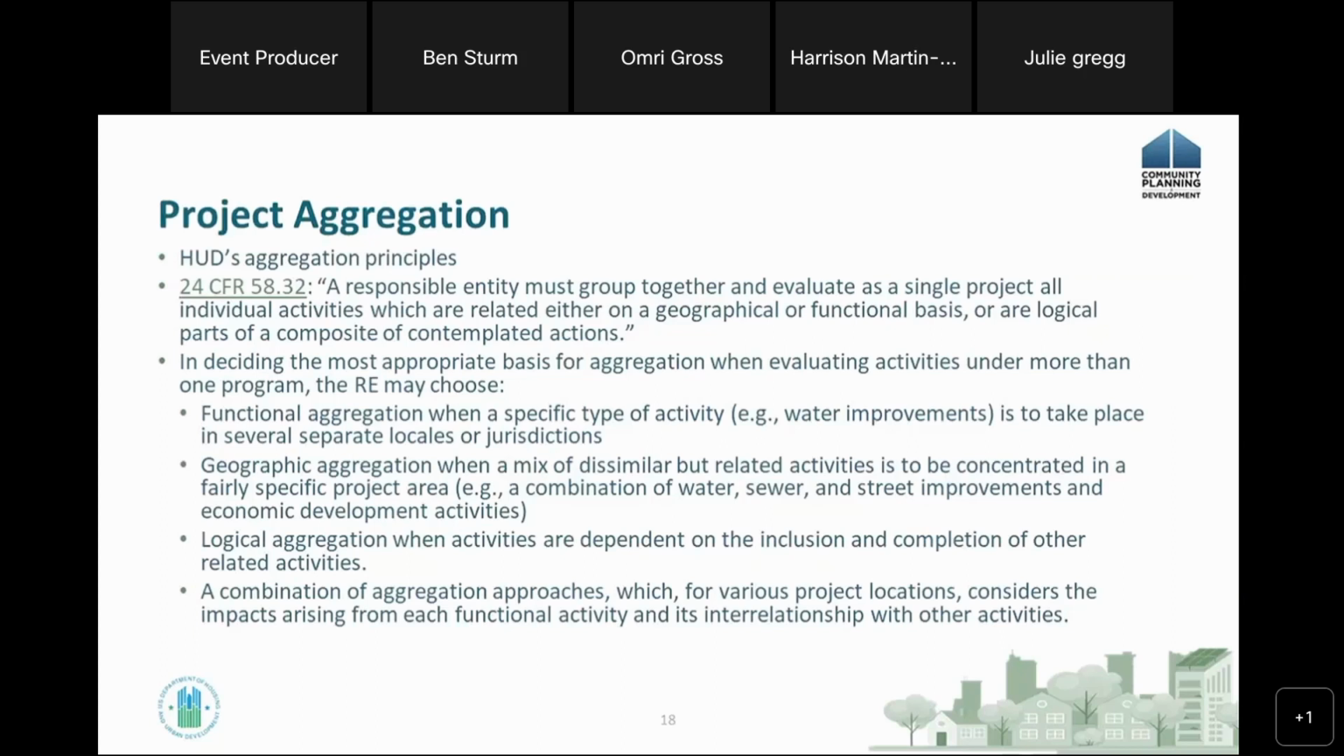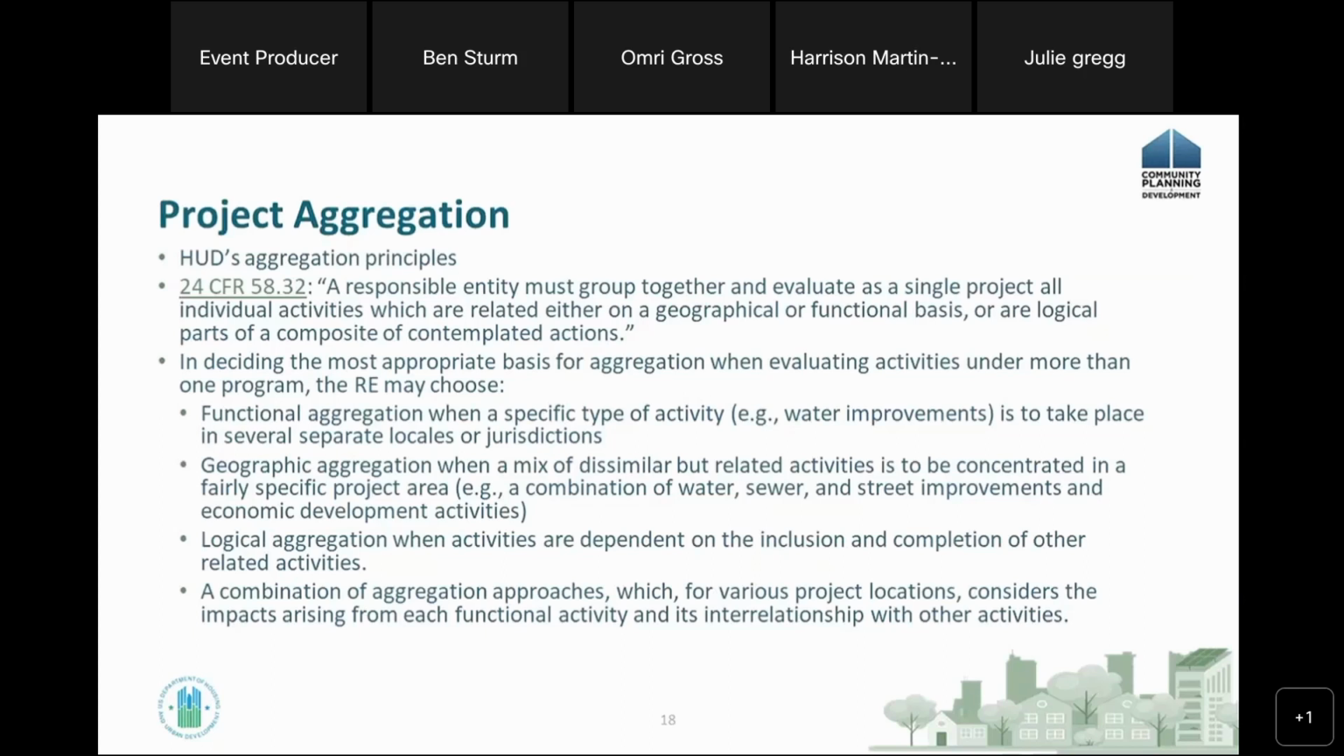So a geographic relationship is when you have the same location, but different activities. A functional relationship is when you have the same activities in different locations. A geographic relationship is the inverse, when you have the same location that has multiple different activities on it. So again, all of those things need to be aggregated into the environmental review for the project at large.